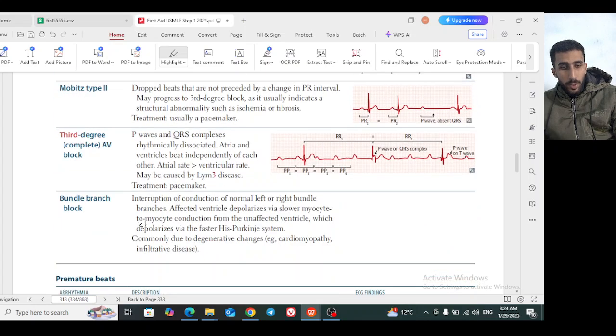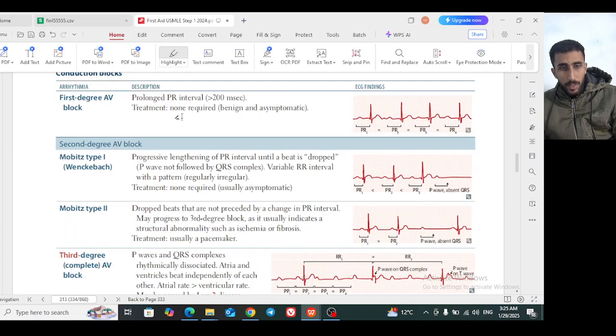the second degree heart block, and the third degree or complete heart block. For the first degree heart block, the PR interval is essentially the same here and here, but the problem is that it is prolonged in all of the leads, all of the QRS and P waves. So the PR interval is prolonged all over the ECG. By prolonged we mean more than 200 milliseconds.